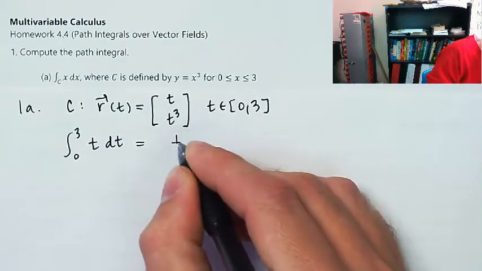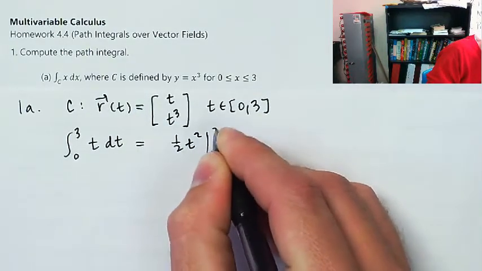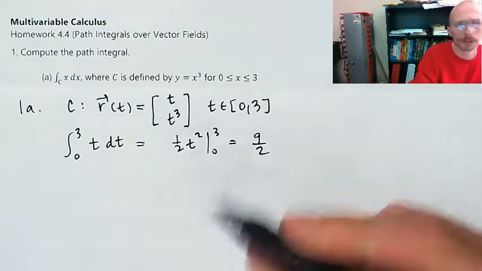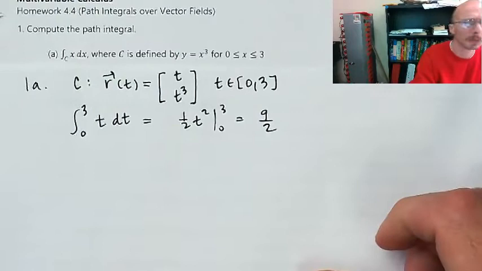This is going to be 1/2 t squared as t runs from 0 to 3, and that's going to be 9/2. I don't know, maybe you see what you're supposed to see. Let me know in class next time.